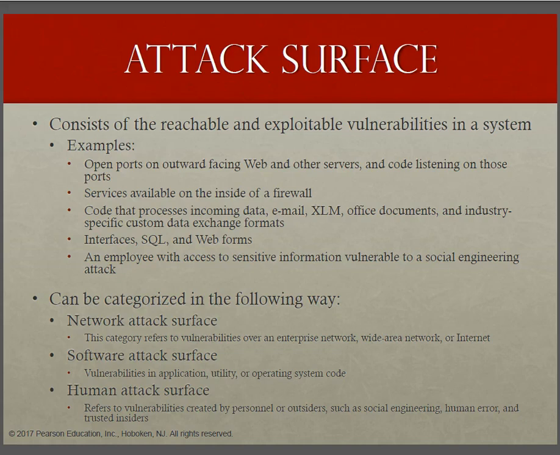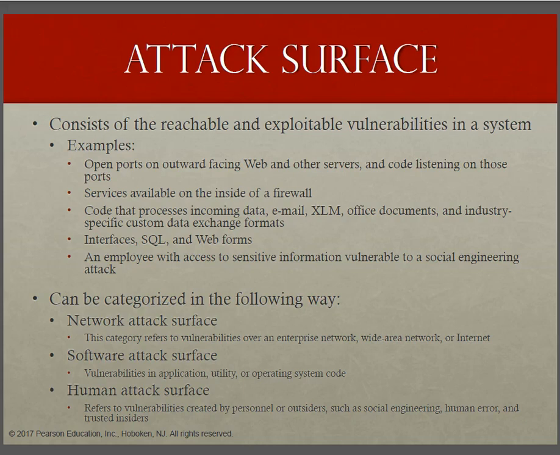Attack surface can be categorized in the following way. The first one is the network attack surface. This category refers to vulnerabilities over an enterprise network, wide area network, or the internet. This one we will see in our Cisco Packet Tracer slides. Included in this category are network protocol vulnerabilities, such as those used for a denial of service attack, disruption of communication links, and various forms of intruder attack.